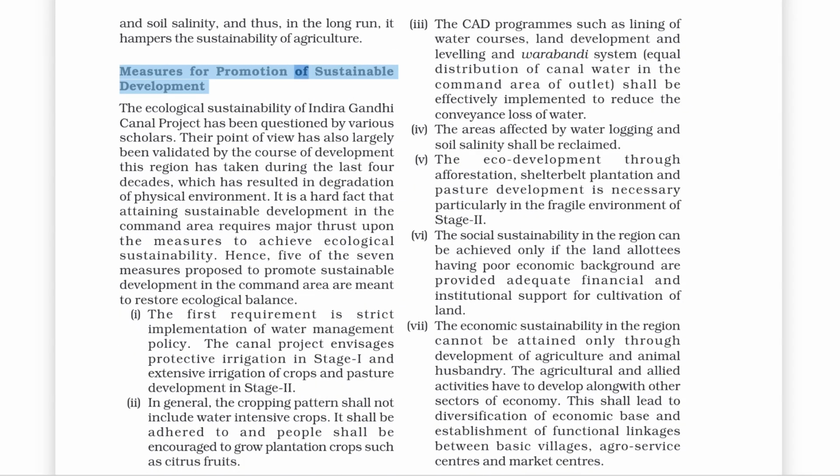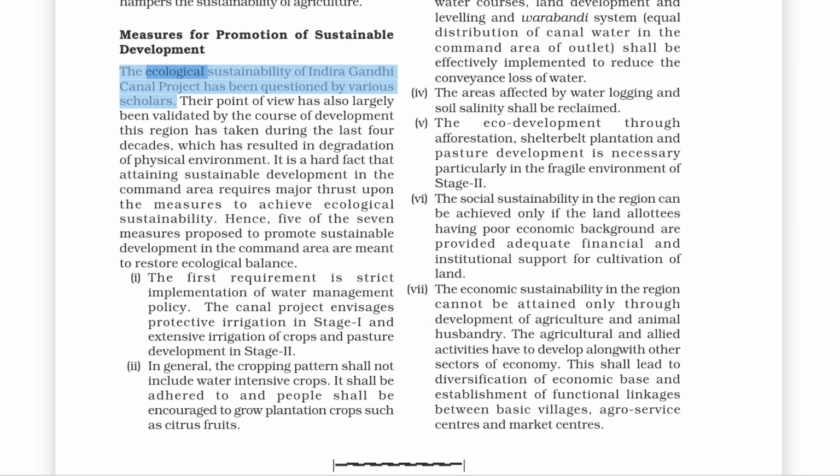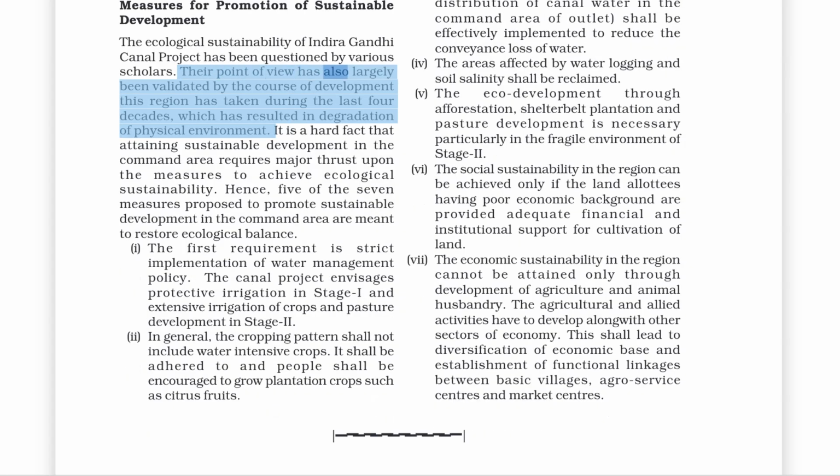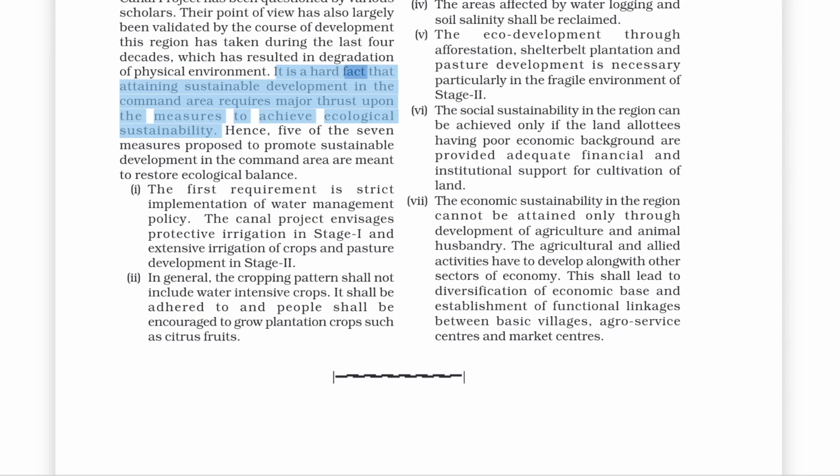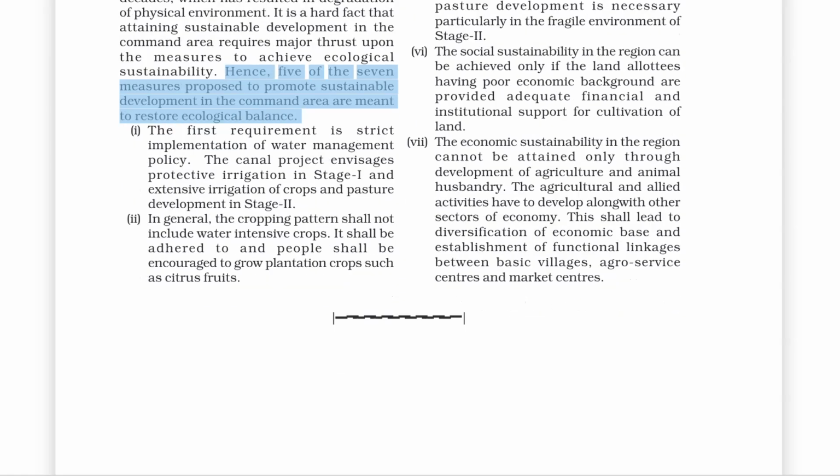Measures for promotion of sustainable development. The ecological sustainability of the Indira Gandhi Canal project has been questioned by various scholars. Their point of view has also largely been validated by the course of development this region has taken during the last 4 decades, which has resulted in degradation of the physical environment. It is a hard fact that attaining sustainable development in the command area requires a major thrust upon measures to achieve ecological sustainability. Hence, 5 of the 7 measures proposed to promote sustainable development in the command area are meant to restore ecological balance.